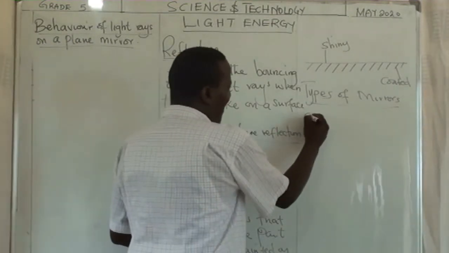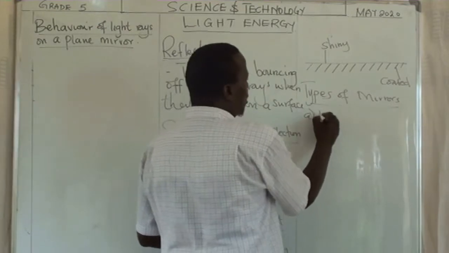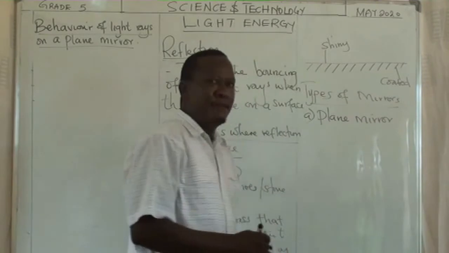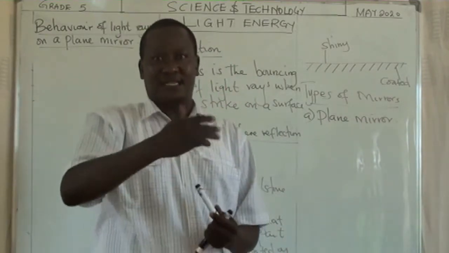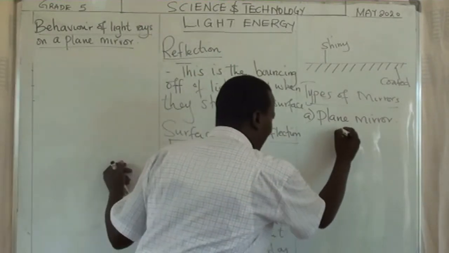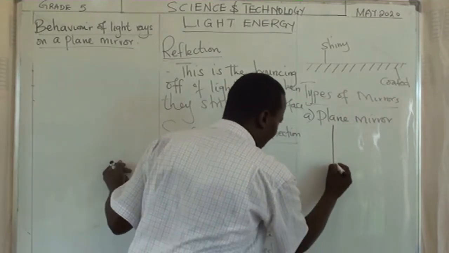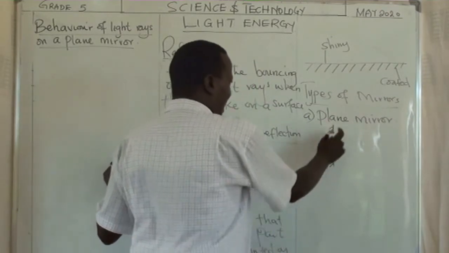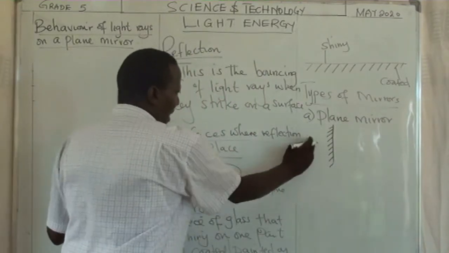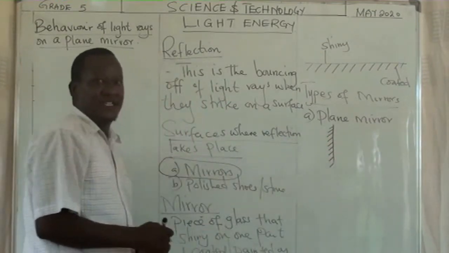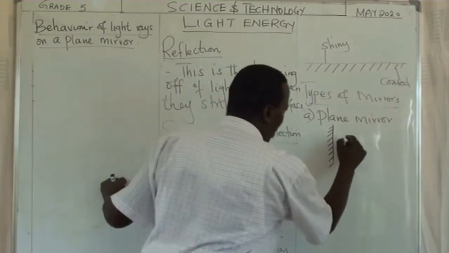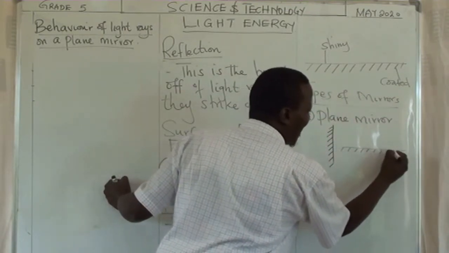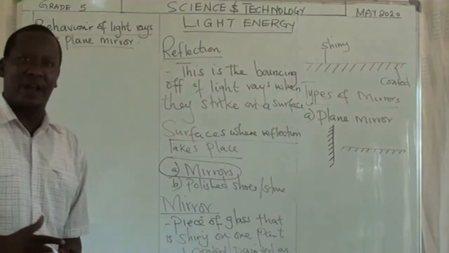Let's look at the different types of mirrors. The types of mirrors we have, number 1 is known as a plain mirror. What is a plain mirror? It is a mirror that is flat. I can draw a diagram here. This is a plain mirror. You see, it is a straight line. One side is coated and the other side is shiny. You can even draw it using this line like that. Still, that one is a diagram that shows that that is a plain mirror.